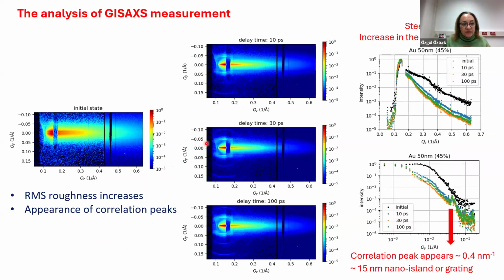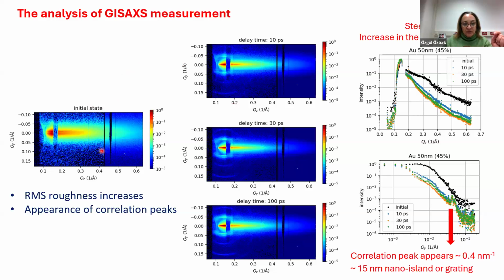I won't get into details, but this is, for example, a GISAXS image. These are also GISAXS images. What is the difference between them? The first one, this one, is before the optical laser. So without any pumping, you see this image.